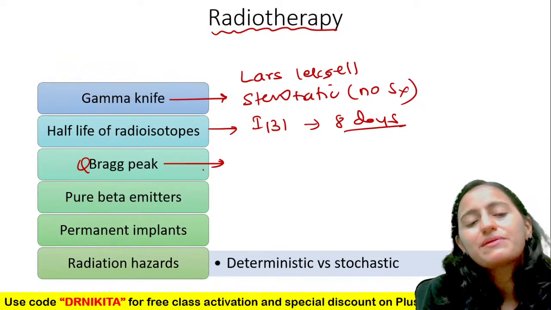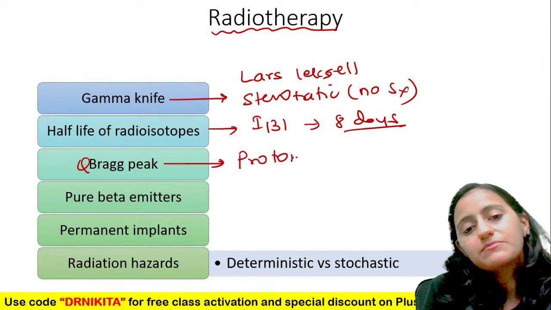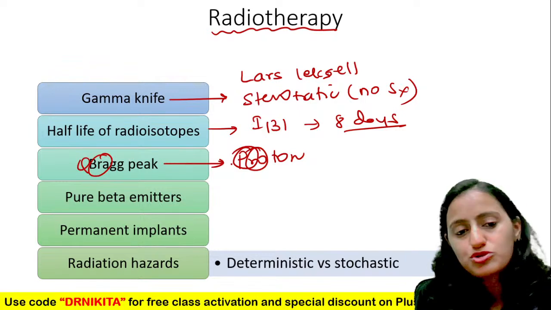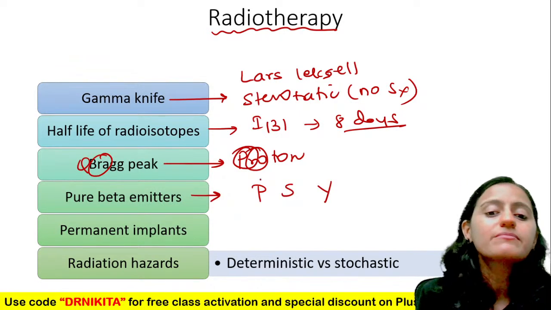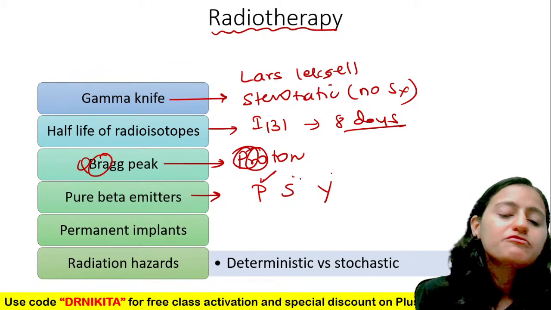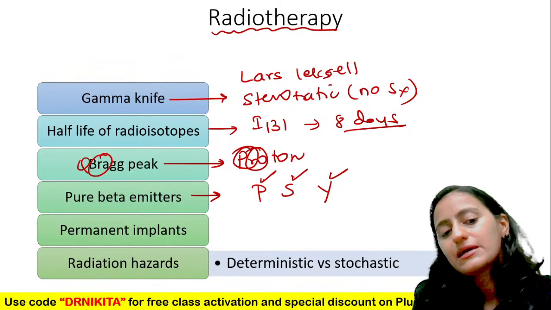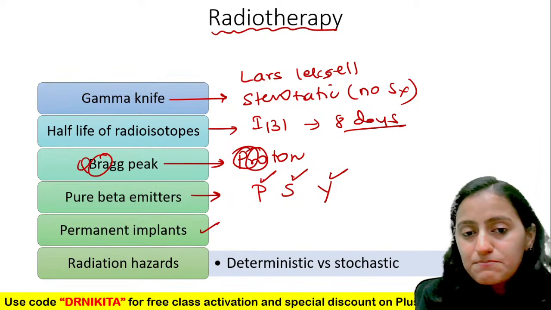Previously asked question, Bragg peak. Bragg peak is seen with protons. Bragg peak BR is seen with PR. Which are the pure beta emitters radioisotopes? Remember psychiatry ka PSY. Phosphorus 32, strontium and yttrium. These are pure beta emitters. So remember also the isotopes which are used as permanent implants.